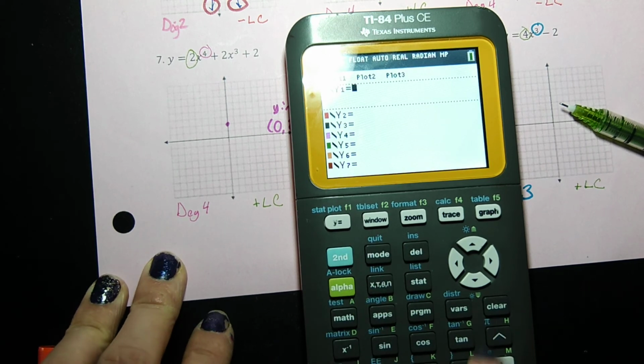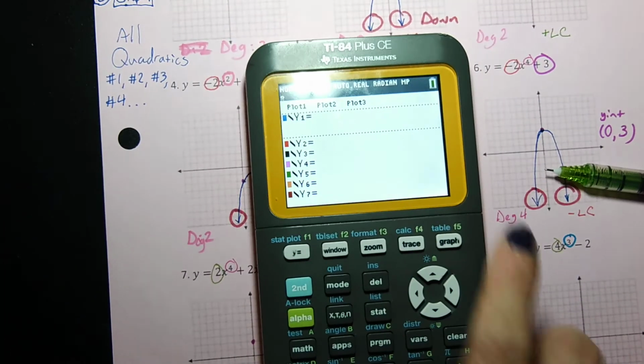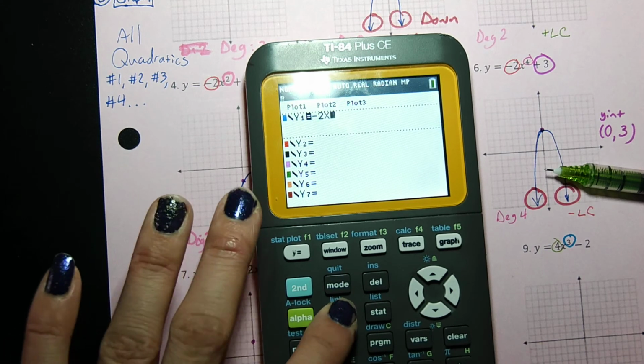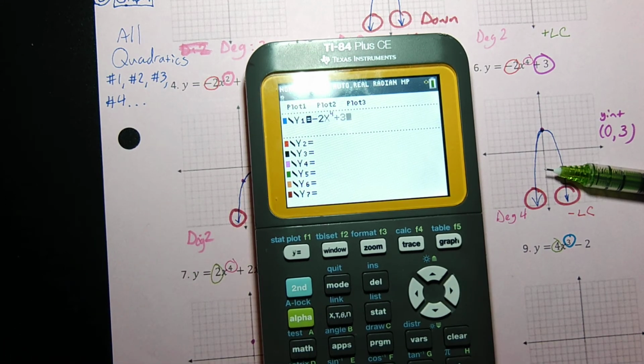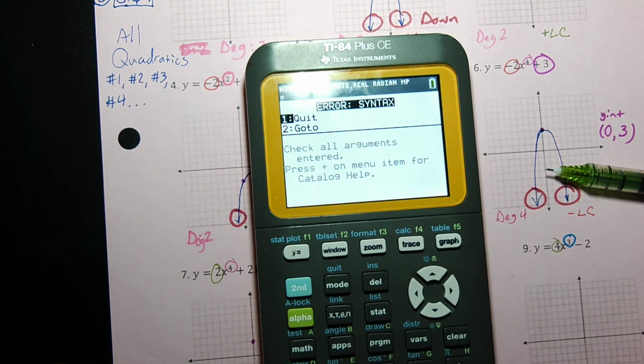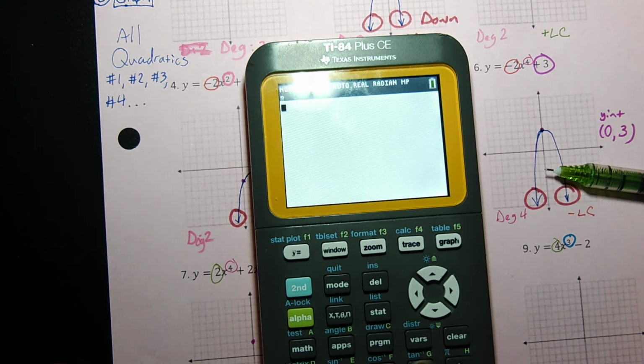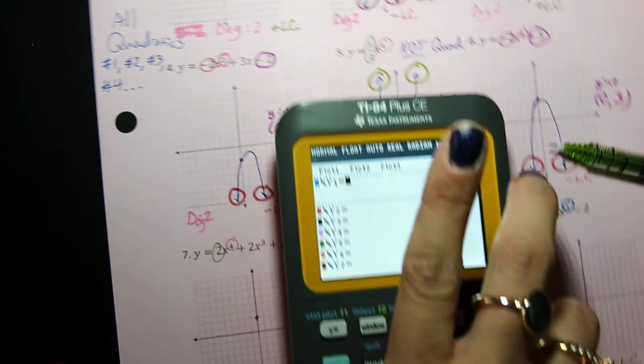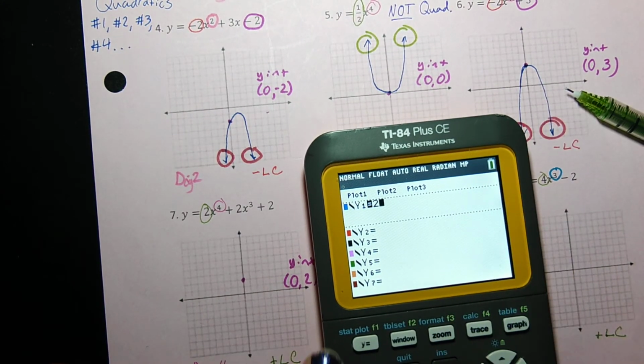Y equals, clear out the stuff that's in there. Ooh, and actually, folks, I want to show you what happens if I use the big minus sign for that last one. So if I use the big minus sign there, calculator goes, you have a punctuation error and you can't use that big minus sign there because it has to be something minus something. If it's just a negative number, we have to use the little negative sign. So again, that's another type of error message that you can see on your calculator. So let's type in this one. 2x to the 4th plus 2x cubed plus 2.